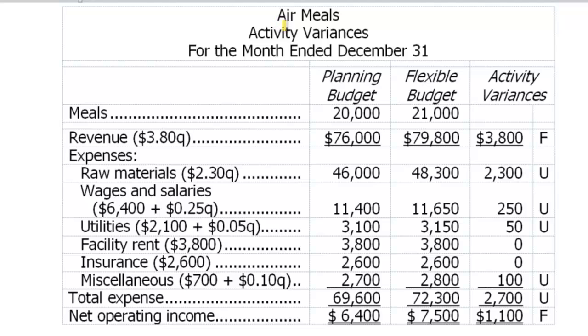In this video, we're going to be using exercise 9-2 to demonstrate how to calculate activity variances. In this exercise, we have a company called Air Meals, and we have been given their planning budget. In December, 21,000 meals were actually served. So we can see that the planning budget was planned based upon 20,000 meals, but the actual meals served was 21,000.